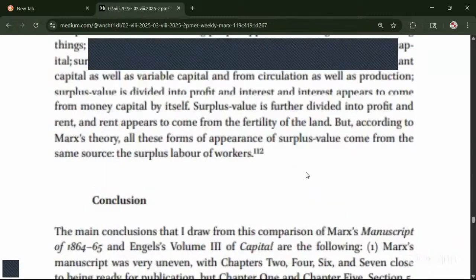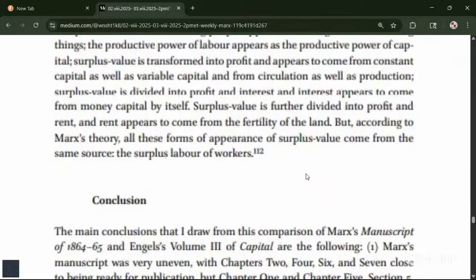Now, we're finally at the conclusion. We're close to the end here and almost on time. The conclusion for Chapter 1 of Fred Moseley's introduction to the Ben Fowkes translated and Fred Moseley edited economic manuscripts of 1864 to 65. So this is the conclusion.